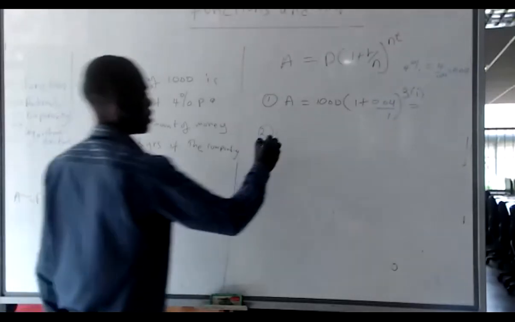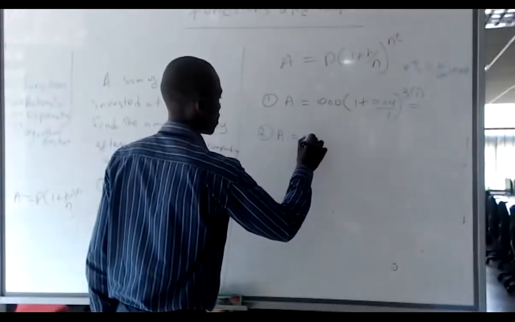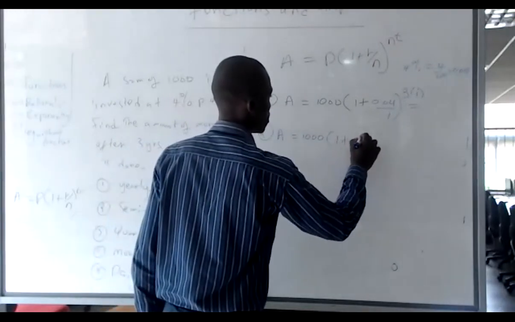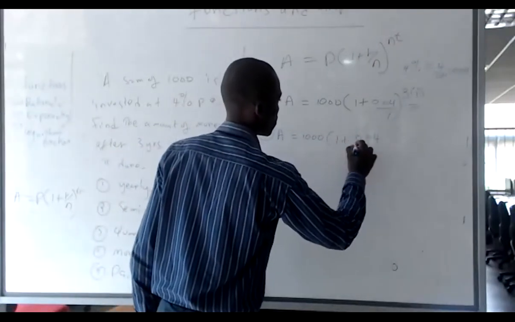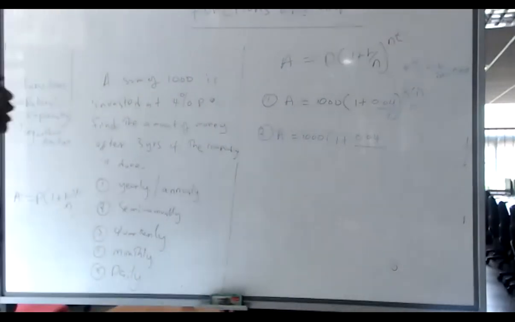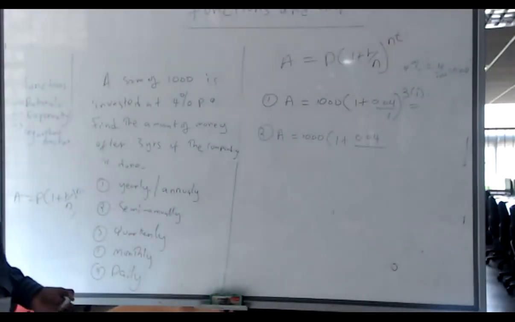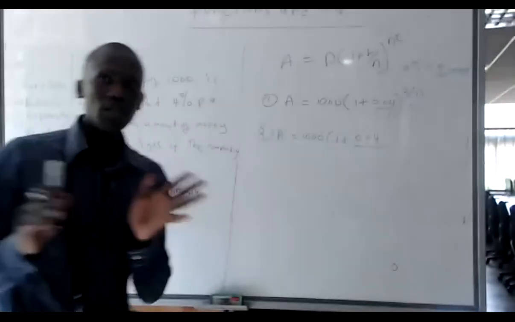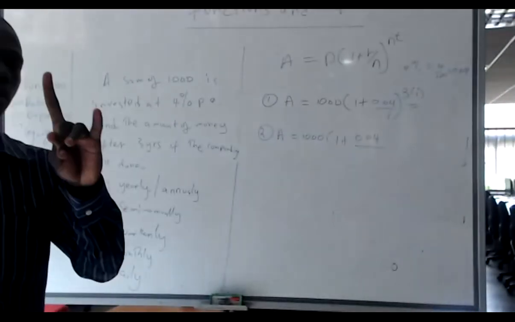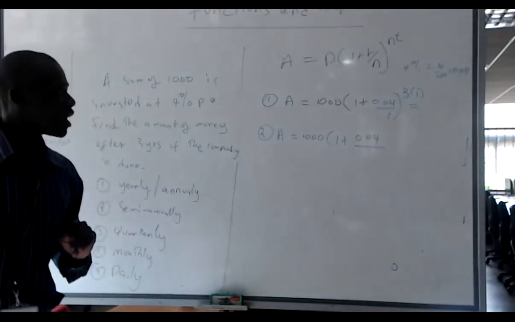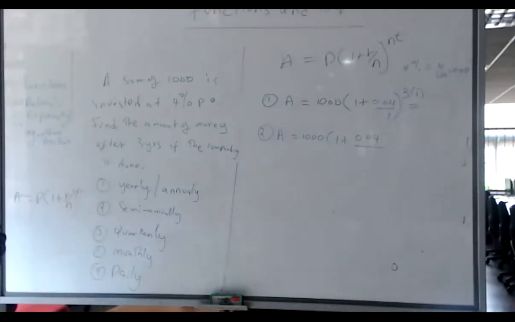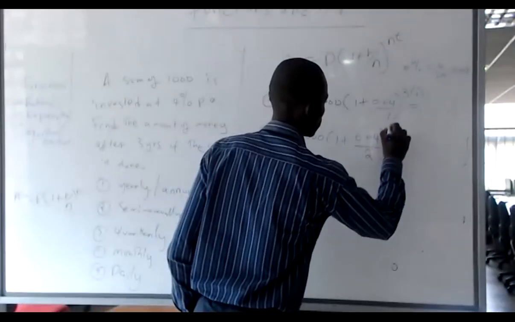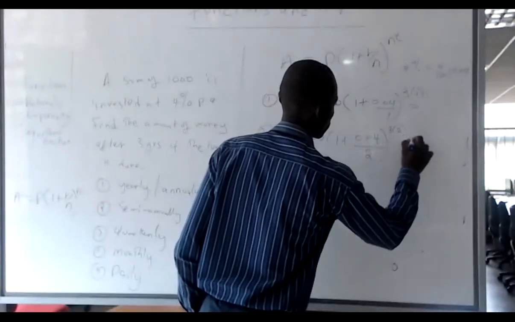Semi-annually. Annually, the amount will be 1,000 multiplied by 1 plus 0.04 divided by... How many periods are there in 1 year if you're doing it semi-annually? So 6 months and then 6 months. Each period is 6 months. How many periods will you have in 1 year? 2 periods. So this divided by 2, raised to 3 times 2.